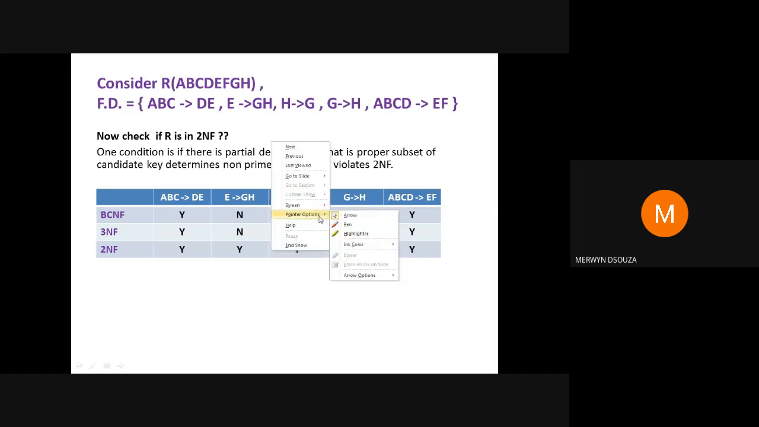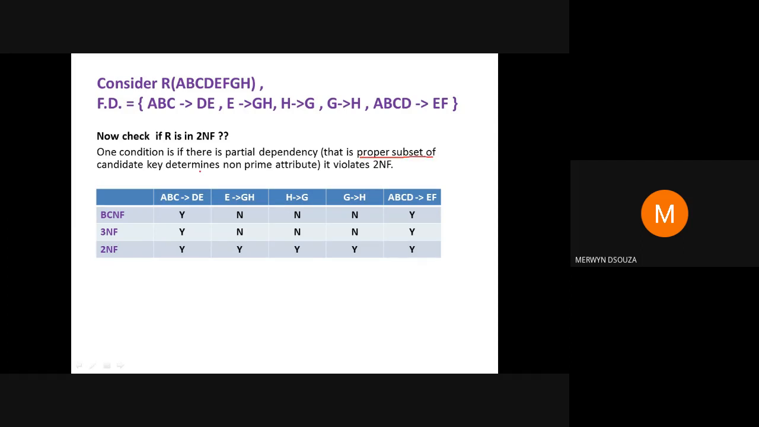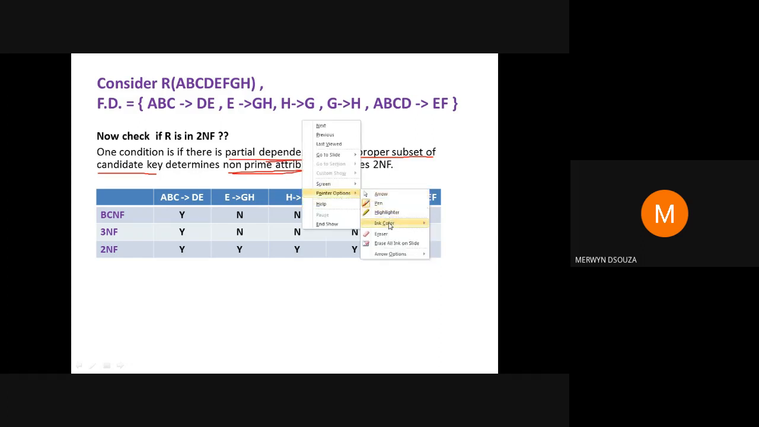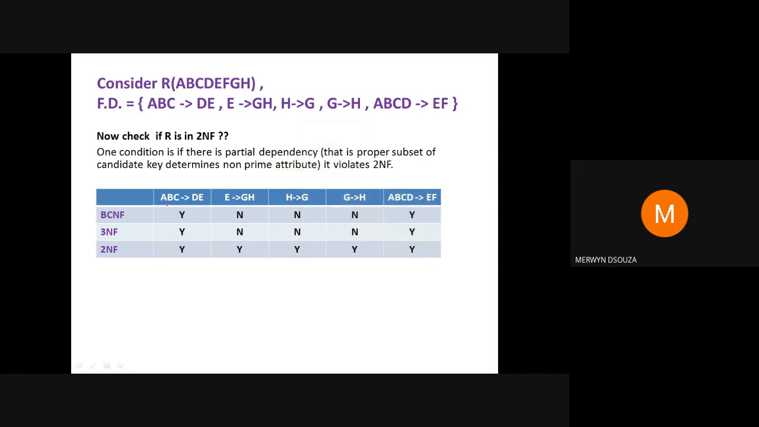Okay. So what is partial dependency? I have written here in case you have forgotten. Proper subset of the candidate key determines the non-prime attribute. Then we claim that there is partial dependency. So let's check one by one. Again, the same functional dependencies are written here.